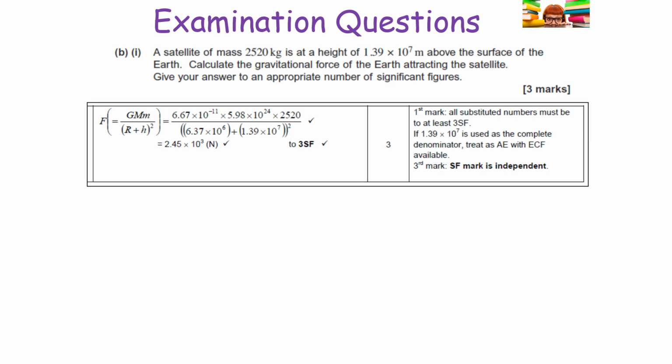You then divide that value by the distance from the centre of mass of the planet to the actual object. Now again, remember that we were given the radius of the planet in kilometres, so convert that into metres, work it through, and you get 2.45 times 10 to the 3 newtons. Now again, why 3 significant figures? Well, 1.39 is 3 sig fig, 2,520 is either 3 or 4 sig figs, but we always go with the lower number, so we have to give it to 3 significant figures.